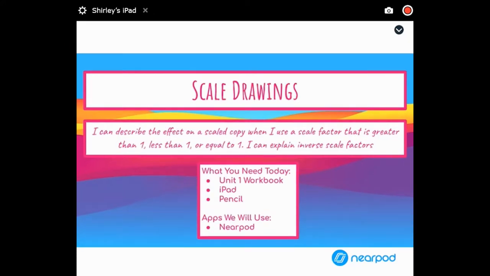Alrighty, guys, as we wait for the last few classmates to join, you can follow the link in Google Classroom for task 1. We're going to do a Nearpod lesson today. We are moving on to the second part of Unit 1, which is about scale drawings.